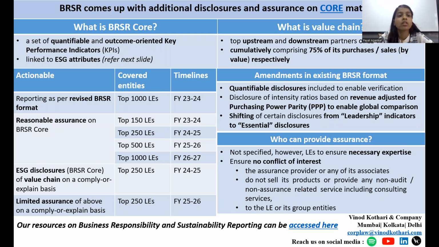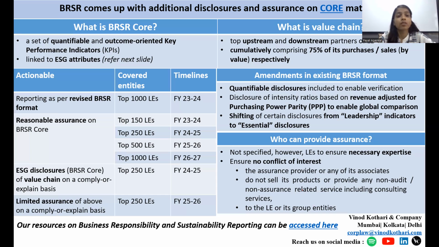For example, disclosure of scope 1 and scope 2 GHG emissions is linked to the GHG footprint of the listed entity. Similarly, the spending that an entity makes towards the well-being of its employees demonstrates its commitment towards the well-being of the employees. There are other attributes which relate to promoting gender diversity, inclusive development, and so on.